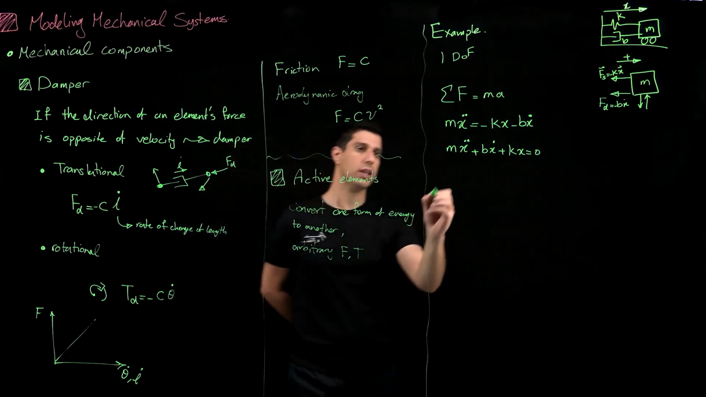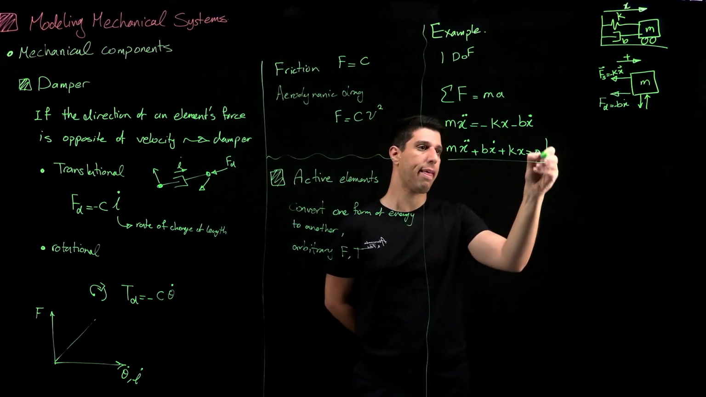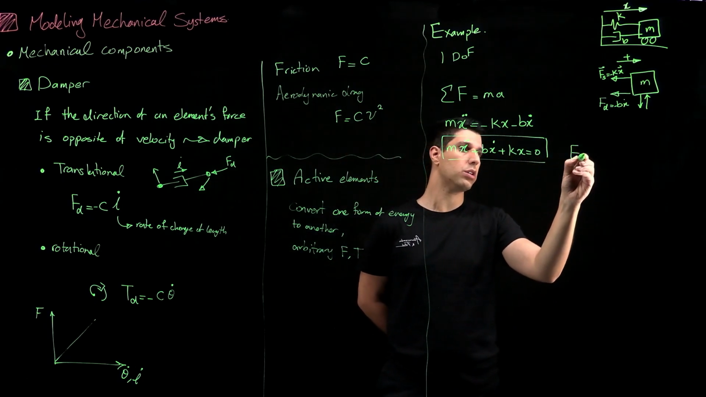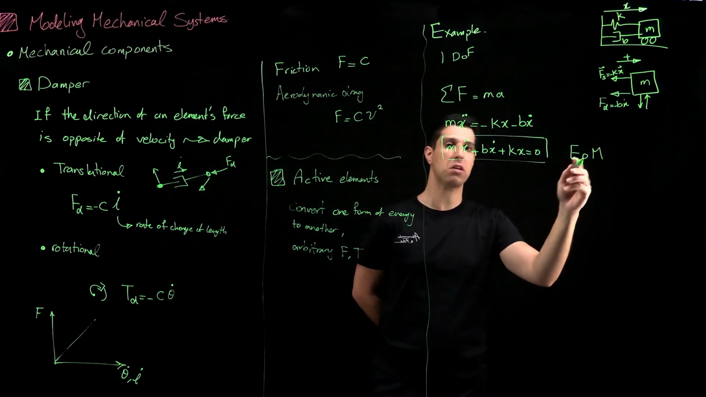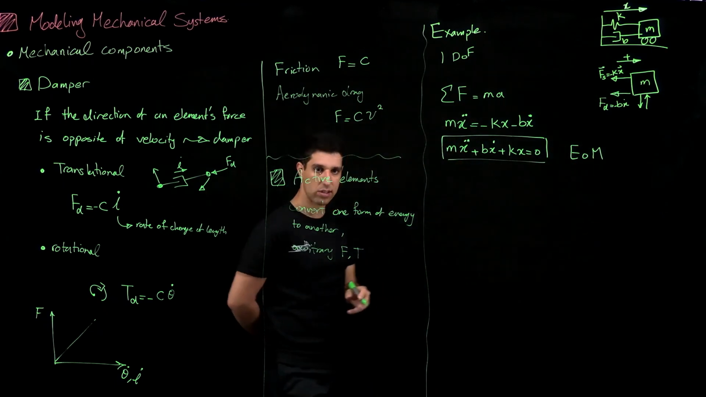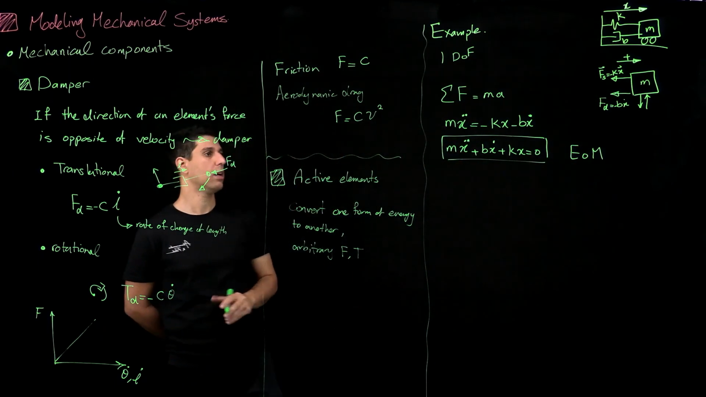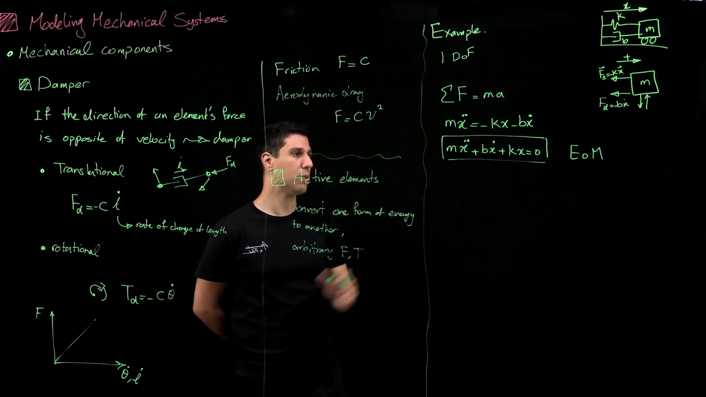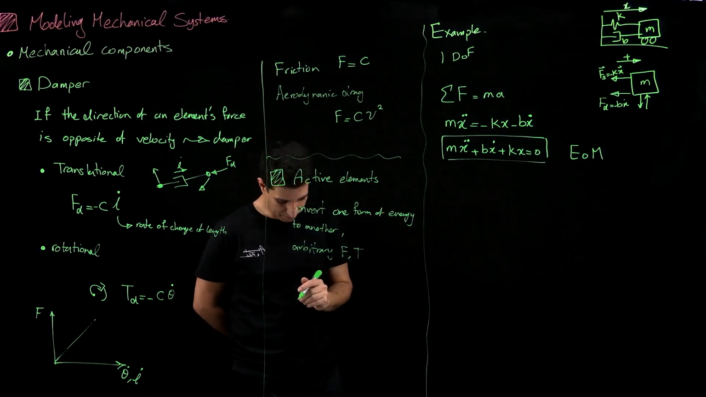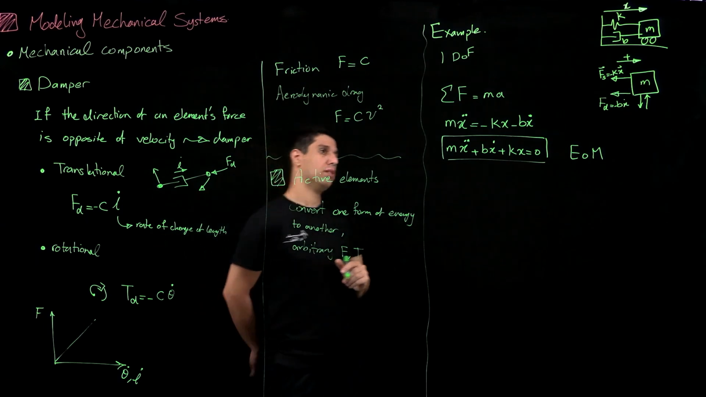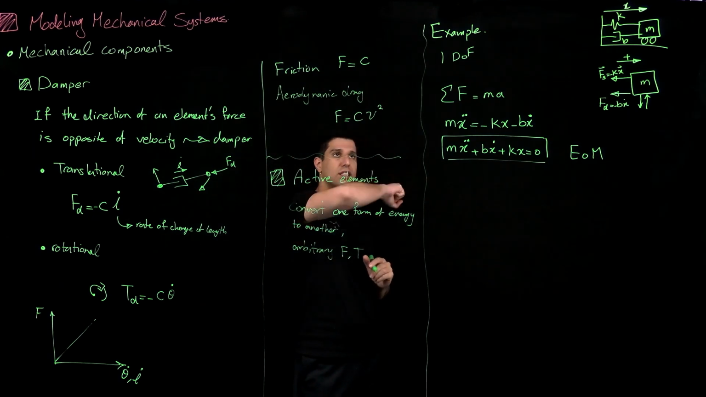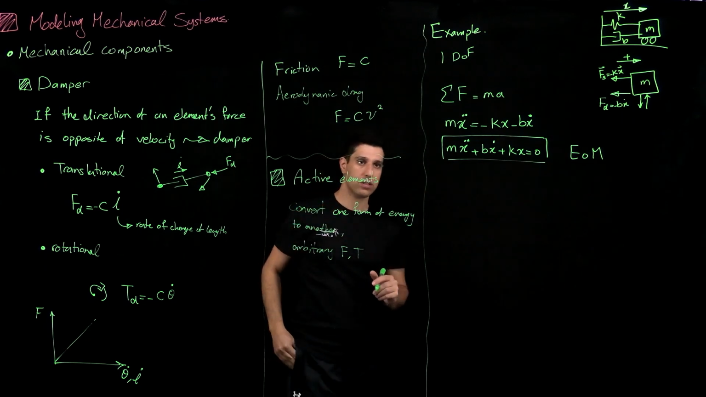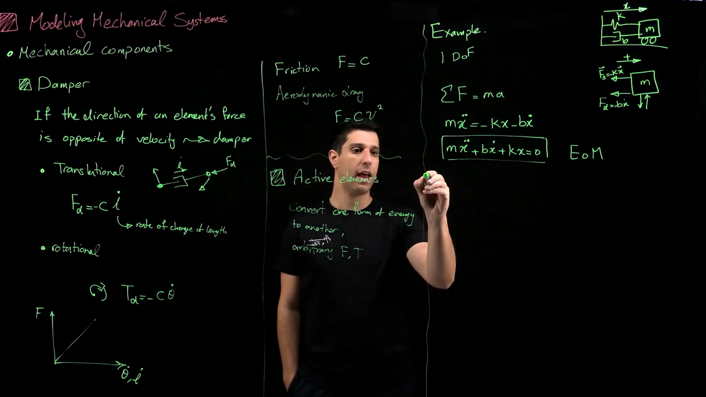And this is what we call the equation of motion. Sometimes it is abbreviated as EOM, and for the sake of brevity, I do it here. So that is the equation of motion of this very simple mechanical system.